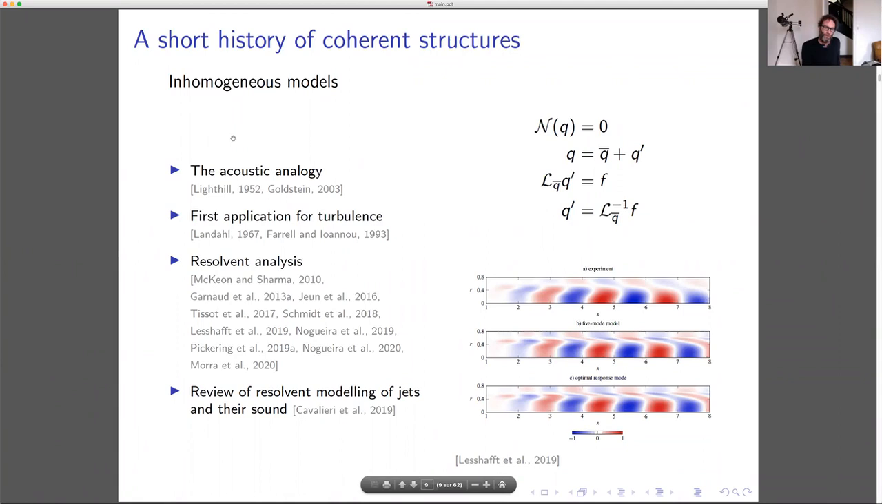So in terms of the evolution of this, the first person to do this to the Navier-Stokes system was James Lighthill in 1952, where he did it for the purpose of describing sound generation mechanisms.